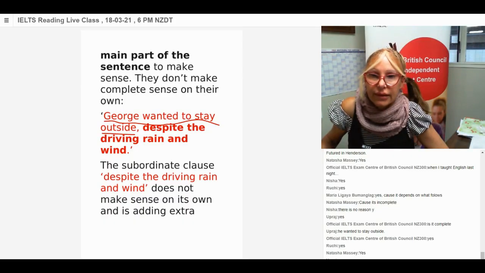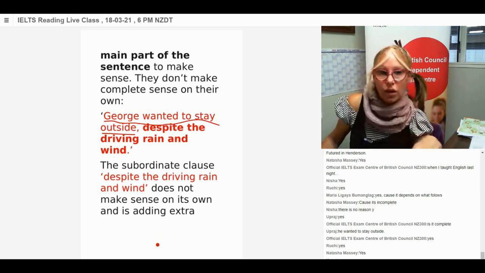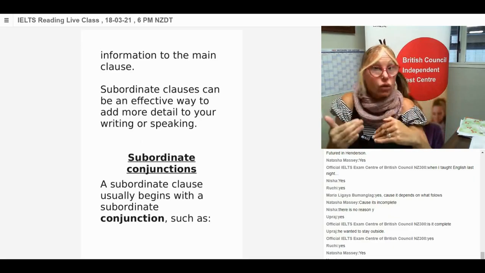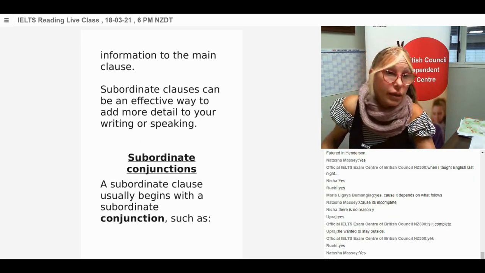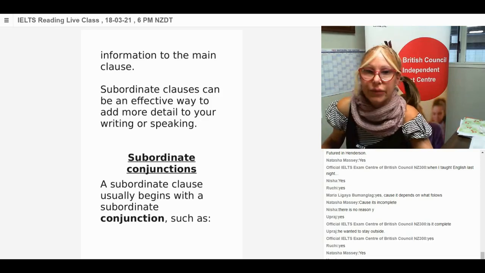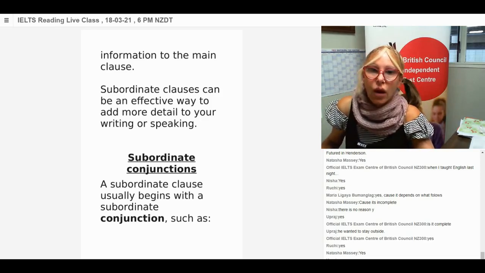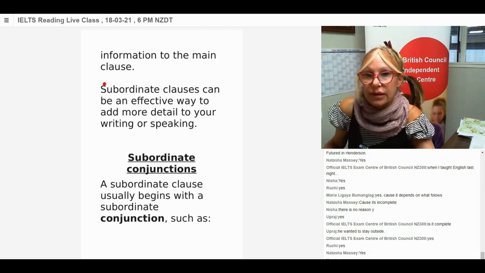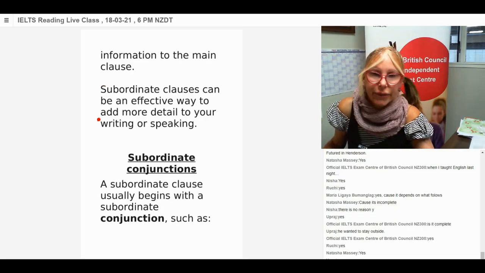So just here, the subordinate clause, despite the driving rain and wind, does not make sense on its own and is adding extra information to the main clause. So sometimes a subordinate clause or a dependent clause adds more information to the main clause to give us a better picture of what they're trying to say. So why do we use complex sentences? Why do we use subordinate clauses? Because it's an effective way to add more detail to your writing or speaking.